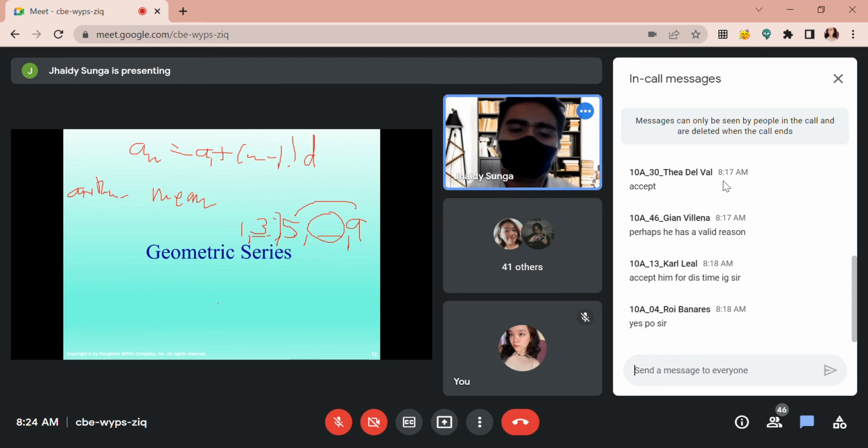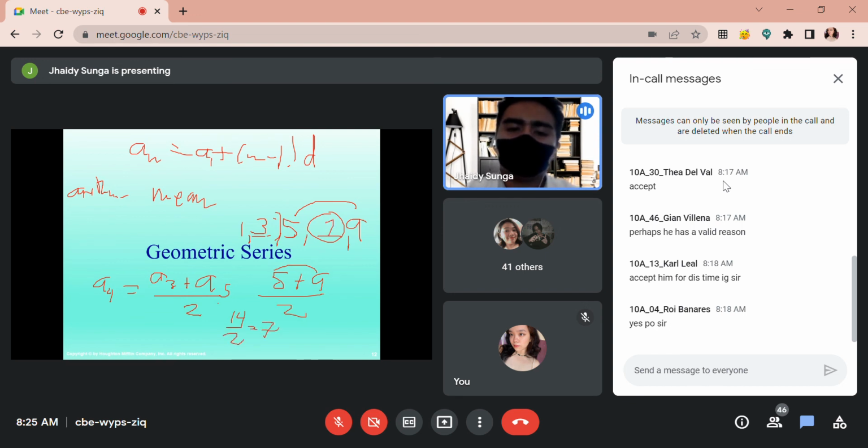So for us to find the fourth term, which is a sub 3 plus a sub 5, all over 2. After that, we substitute: 5 plus 9 all over 2. Once we add 5 and 9, we get 14 over 2, which turns out to be 7.